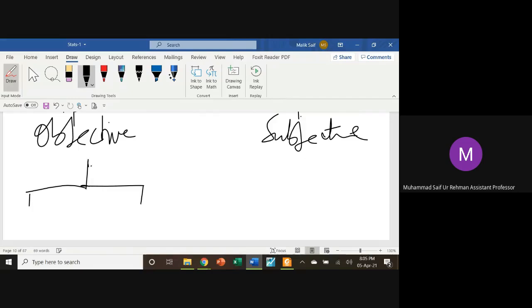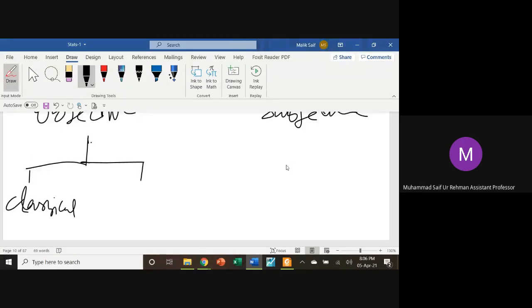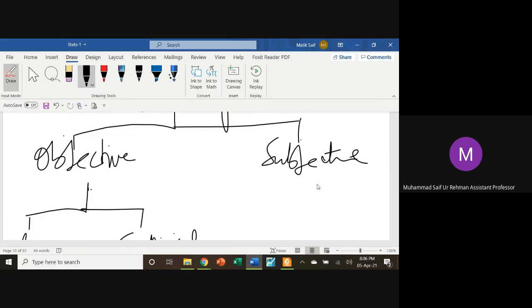One is called classical probability, and the other is called empirical probability. So we have seen both cases, empirical and classical. So now we are interested in learning what we mean by subjective probability.